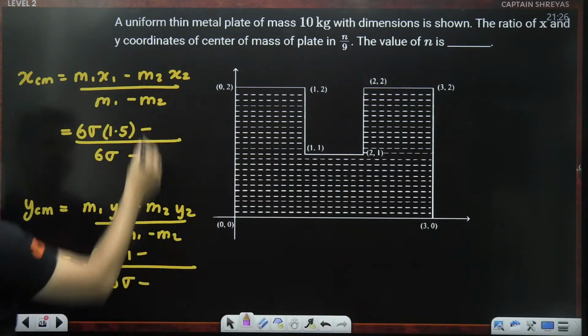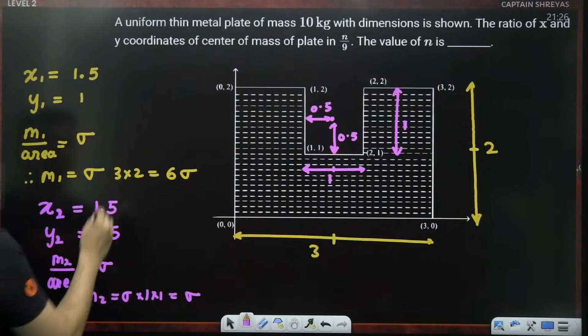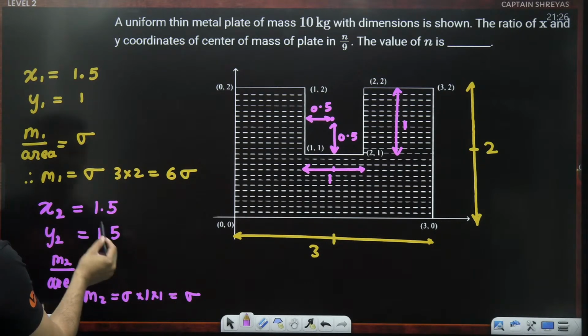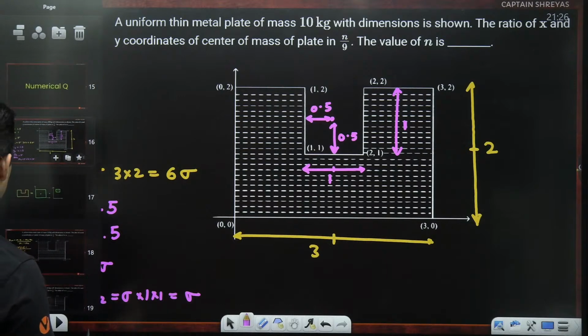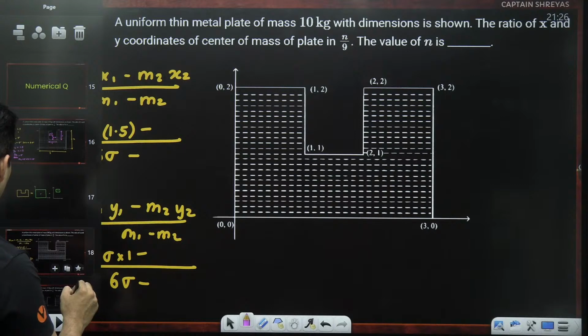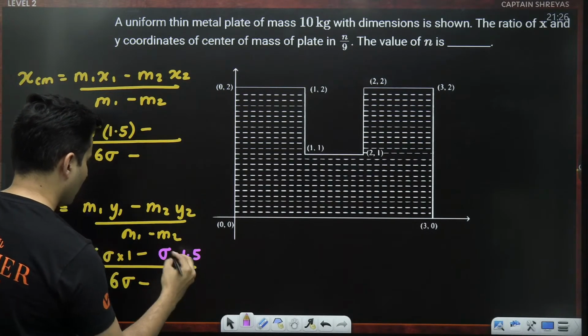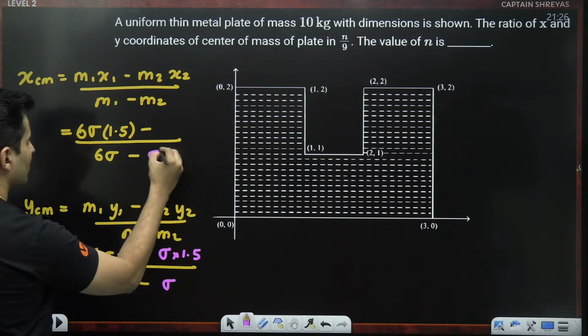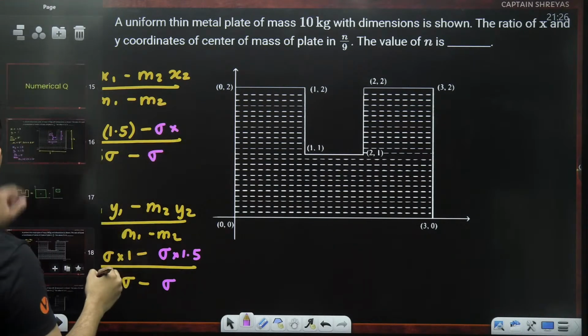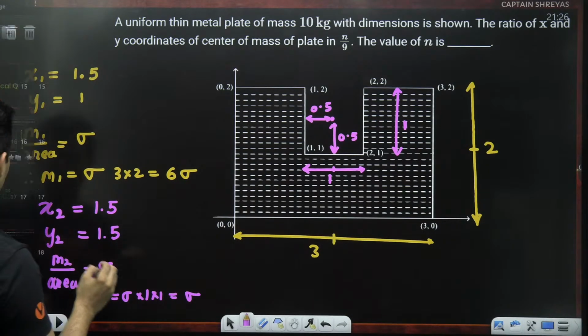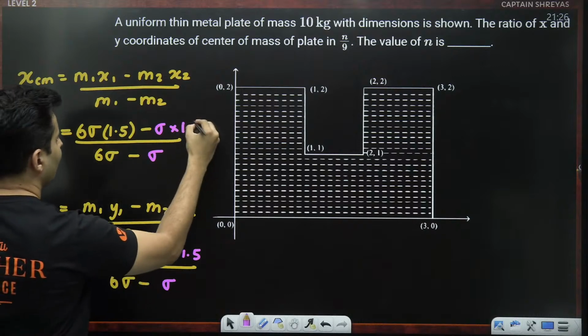If you ask me about m2 x2 and m2 y2, m2 is basically sigma and y2 is basically 1.5. Yes, y2 is basically 1.5. Perfect. m2 y2 is sigma into 1.5. And this is just sigma over here. Here also sigma, here also sigma. What is x2? x2 is 1.5 again. So this is basically 1.5 again.